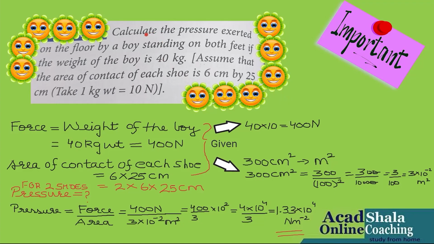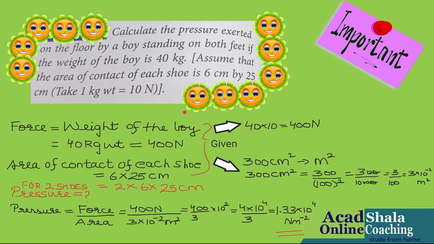Now let us read the numerical. Calculate the pressure exerted on the floor by a boy standing on both feet if the weight of the boy is 40 kg. Assume that the area of contact of each shoe is 6 cm by 25 cm. They have also given in the numerical that take 1 kg weight is equal to 10 Newton. This N is the abbreviation for Newton.